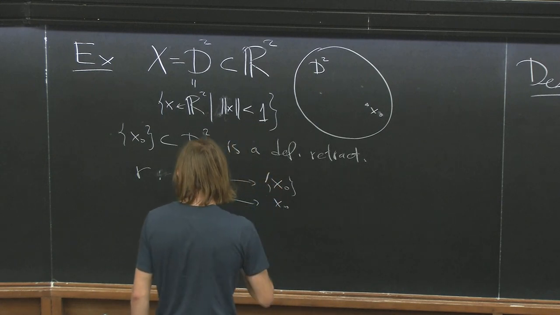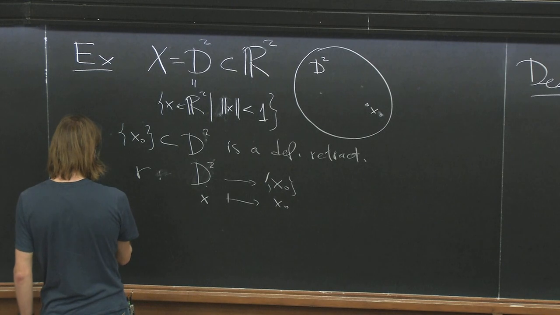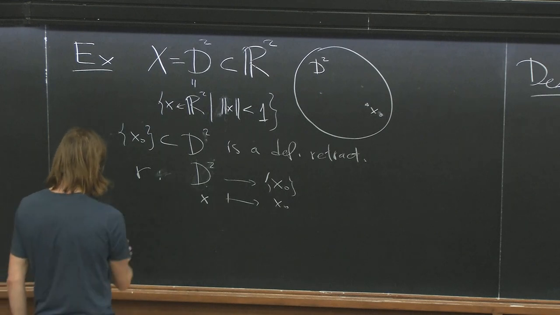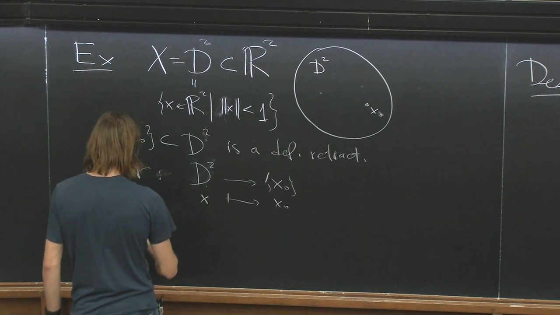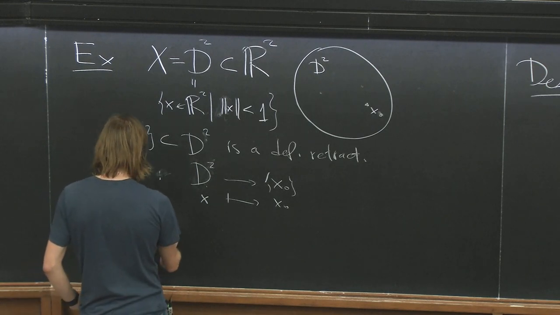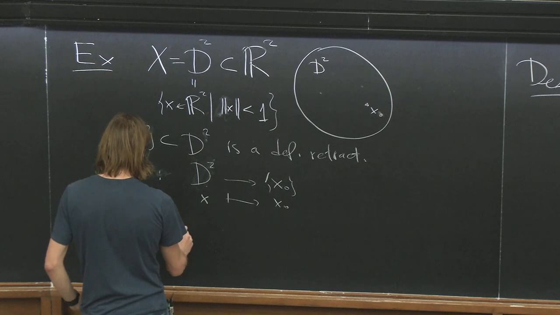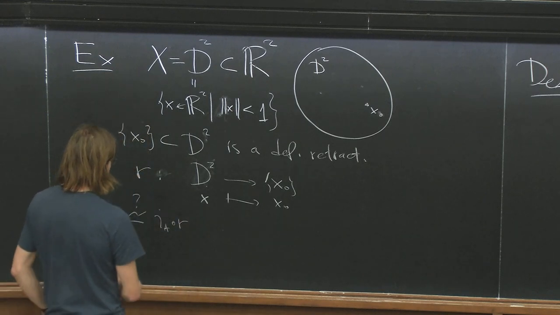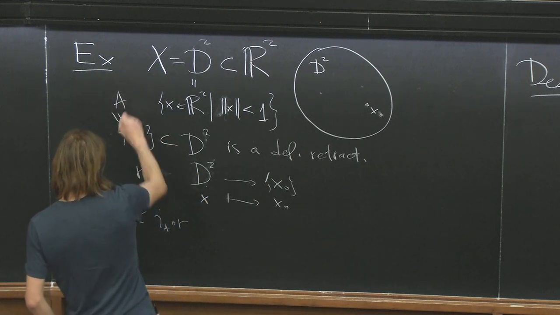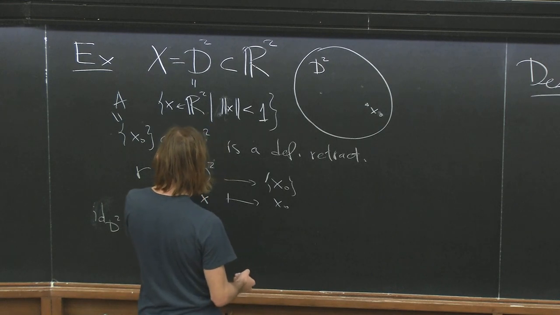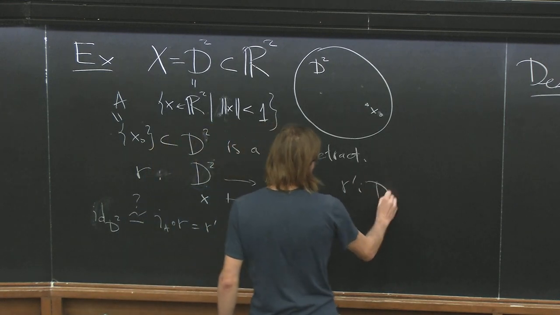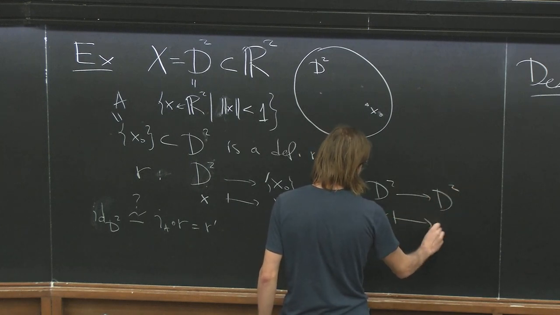And so to show that this subspace is actually a deformation retract, we need to give an explicit homotopy between the identity map on the disk and this composition of inclusion and retract. This is my space A here. So this is just a map, which we will denote by R prime. Again, this is essentially the same map as R itself. It's a map from the disk to itself, such that any point X is sent to X0.